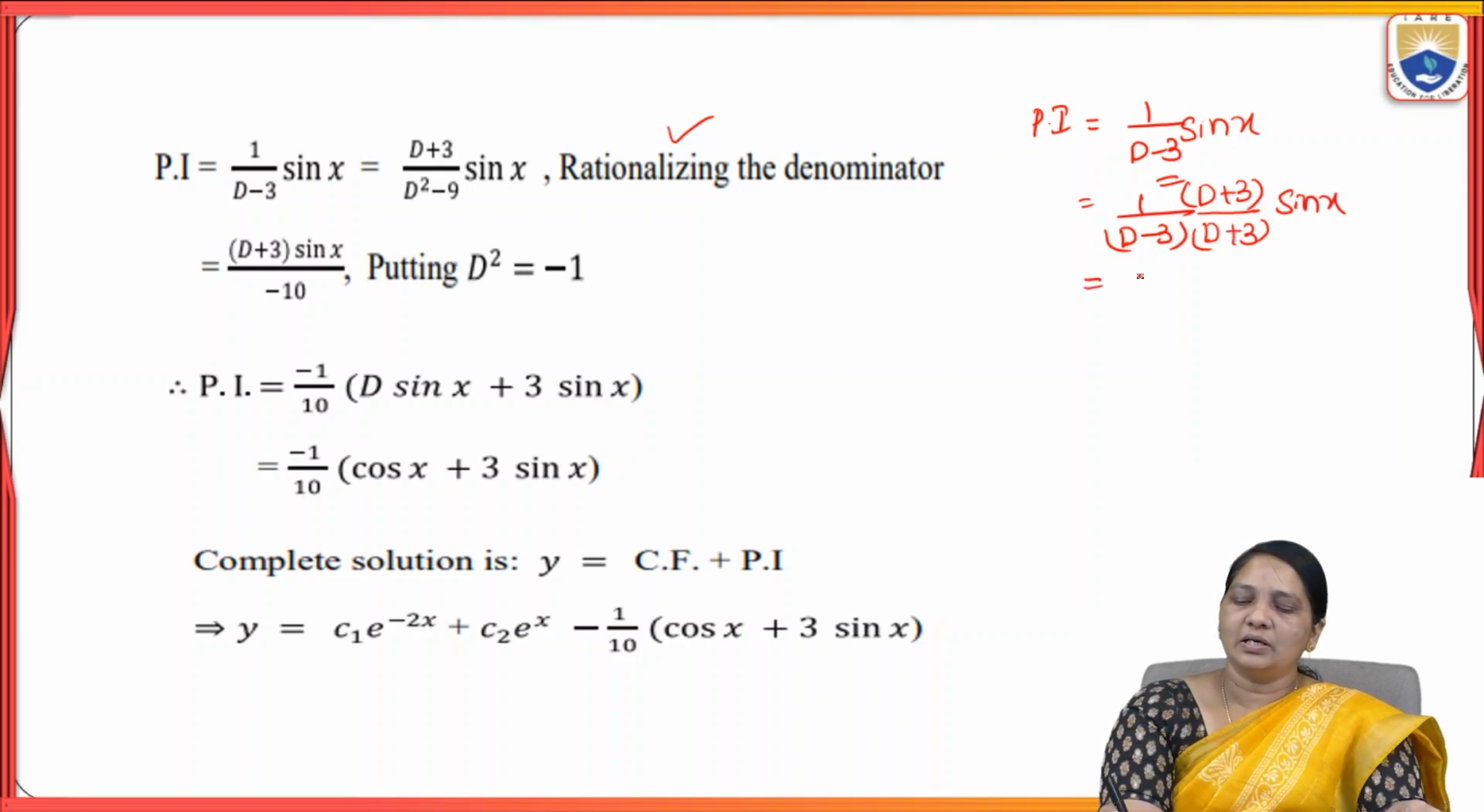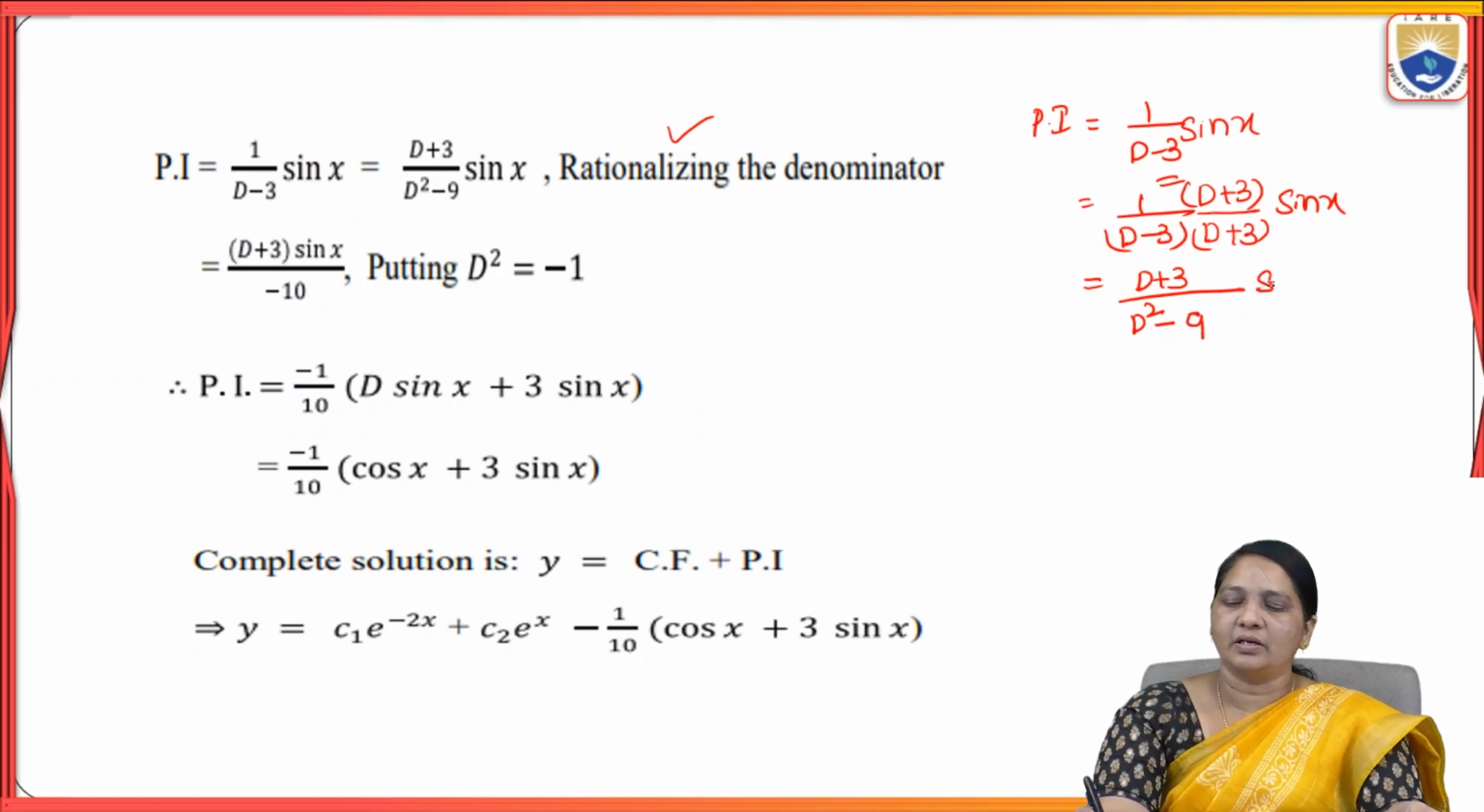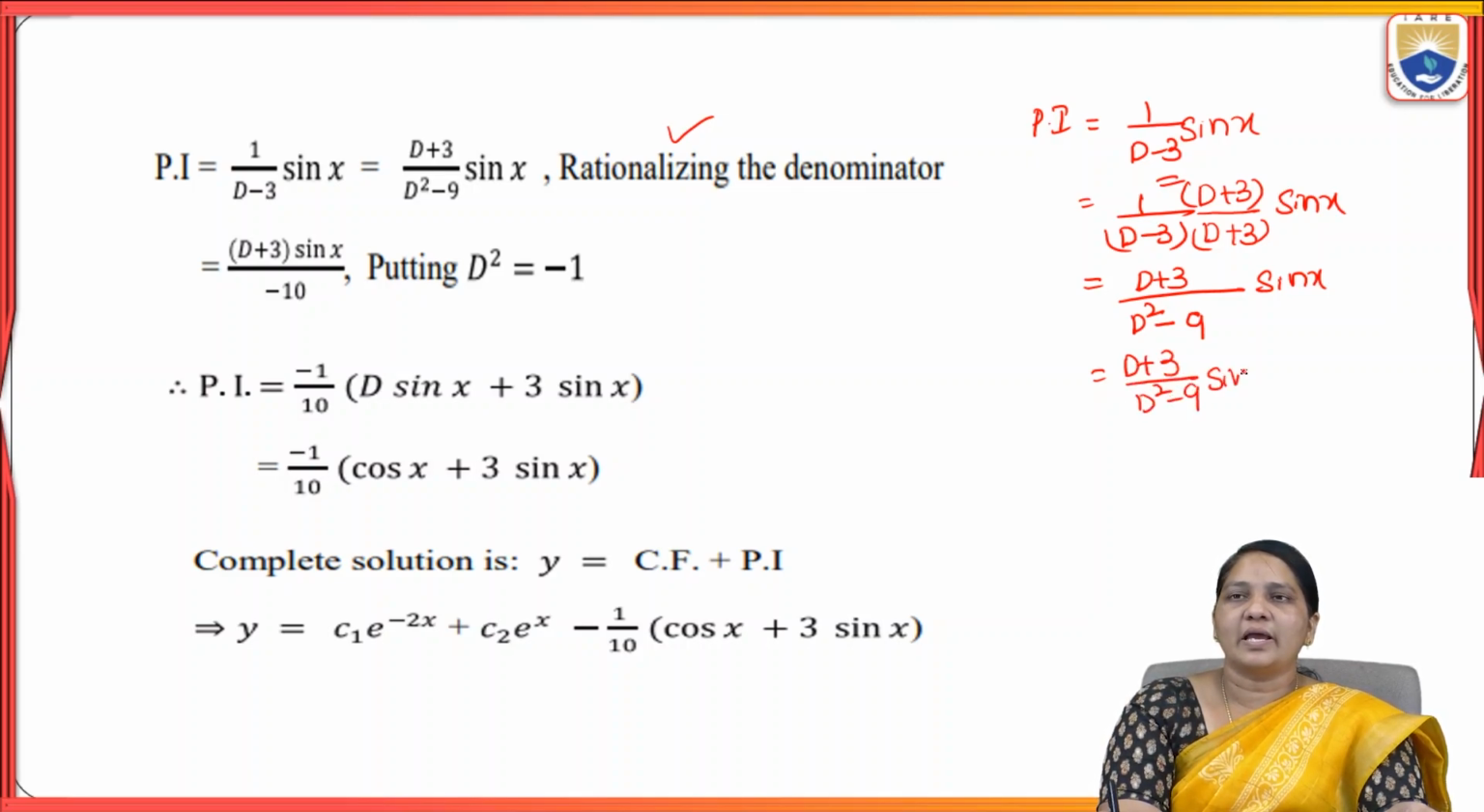So finally here, D plus 3 by (a plus b) into (a minus b), so a square minus b square. That means D square minus 3 square, and 3 square value is 9, into sin x. So finally this value is D plus 3 by D square minus 9, sin x.